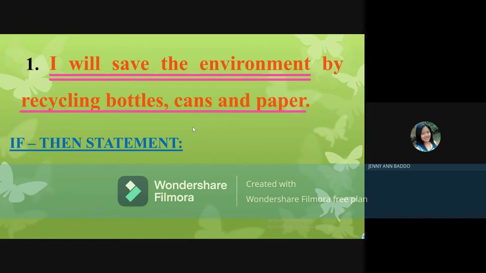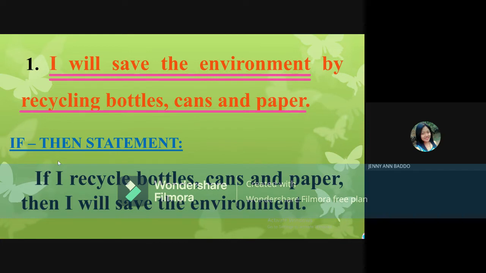that hypothesis? Since in the problem, the subject is I, we're going to use the word I. So we have if I, we cannot use recycling, but instead we'll use recycle. So if I recycle bottles, cans, and paper, then I will save the environment. So that is now the if-then statement.